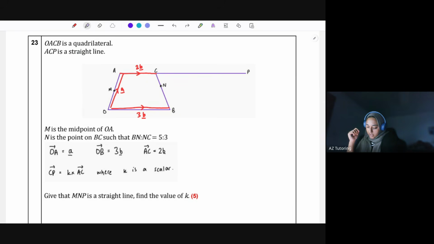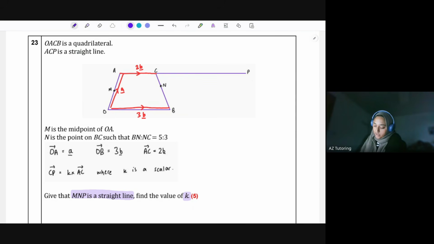Yeah, given that MNP is a straight line, so all of them lie in the same straight line. So this is the vector proofs question where we know that MN and MP are going to be multiples of each other, but we'll go into that. So given that MNP is a straight line, find the value of k.